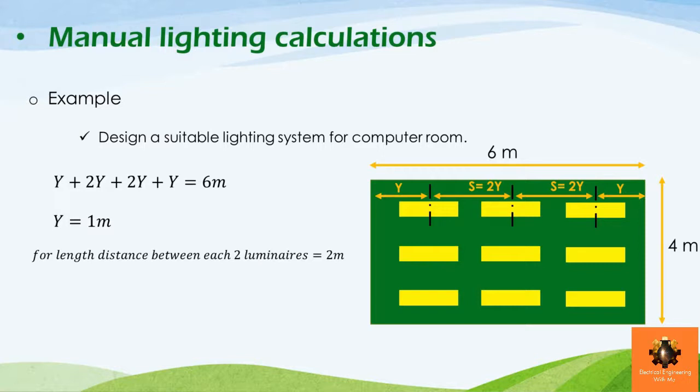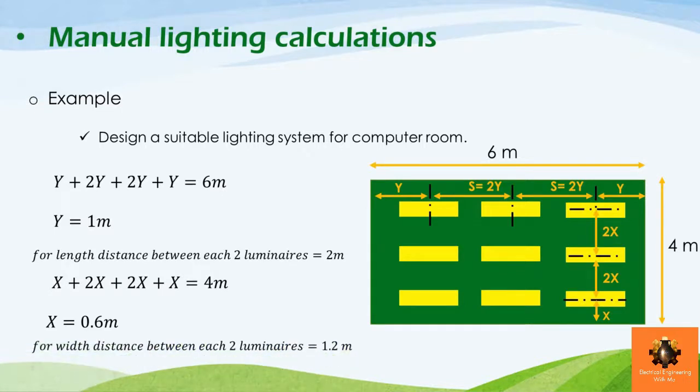Now for the luminaire position across the room width, we can suppose that the distance between each luminaire and the other equals 2x, while the distance between the luminaire and the wall equals only x. In that case, the equation will be x plus 2x plus 2x plus x. So this means that we need a distance between each luminaire and the other which equals 2 times 0.6, which equals 1.2 meters, while we need a distance between the luminaire and the wall of 0.6 meter.